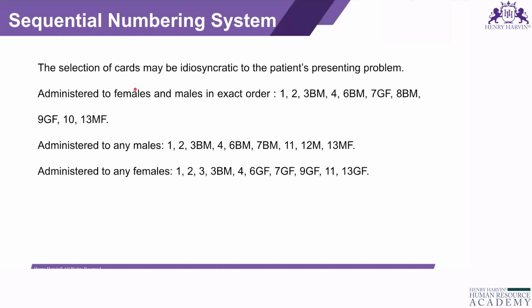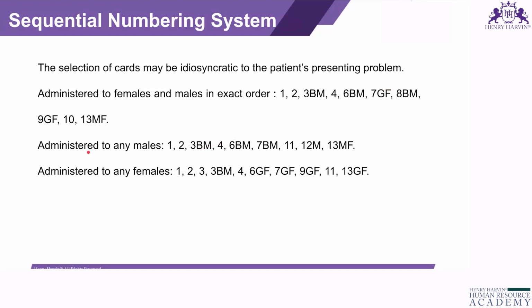Next, coming to the sequential numbering system. The selection of cards may be idiographic, that means they are synchronized in nature to the patient's presenting problem, administered to females and males in exact order, like 1, 2, 3 BM, 4, 6 BM. So you saw that B was for boys and M was for males. Similarly, G was for girls and F was for females. So this is the sequential data that you need to basically give the cards in.